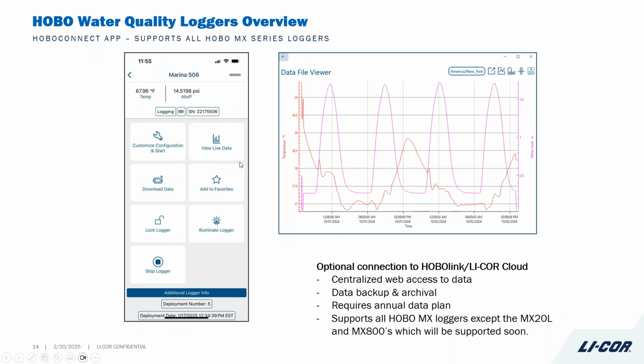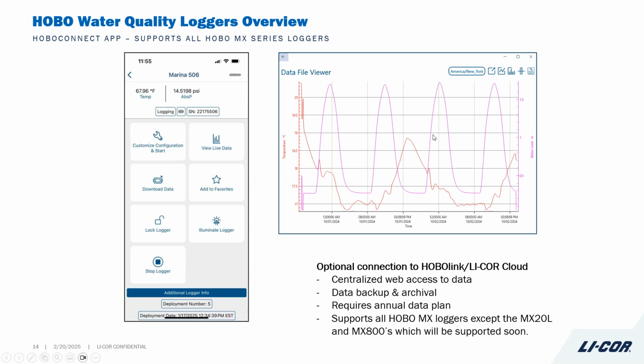So the software, HOBO Connect, which I mentioned, this is just a couple of screenshots from it to give you a sense for it. On the left is the main configuration screen where you can configure the loggers. You can view live data if the logger's right next to you. You can download the data after pulling it up, or in the case of the MX802, you can download the data while it's still deployed. You can stop the logger.